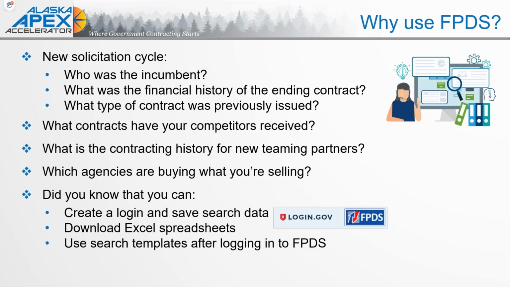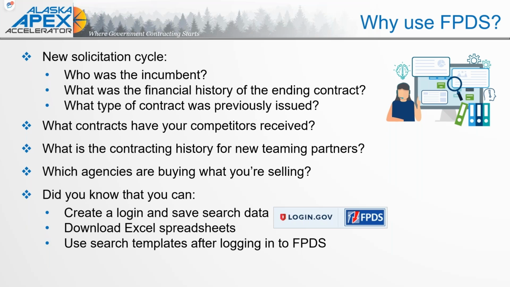All right, so why use FPDS? We talked about, here it is, why do we want to use it? So if we have a new solicitation cycle, we open up SAM, we go into contract opportunities, maybe you are using bid match, you see a posted solicitation, and the first thing everybody wants to know is, is this new or is there an incumbent? What is the financial history of the previous contract, if there was a previous contract? What type of contract did they use? What was the dollar amount posted to that contract?